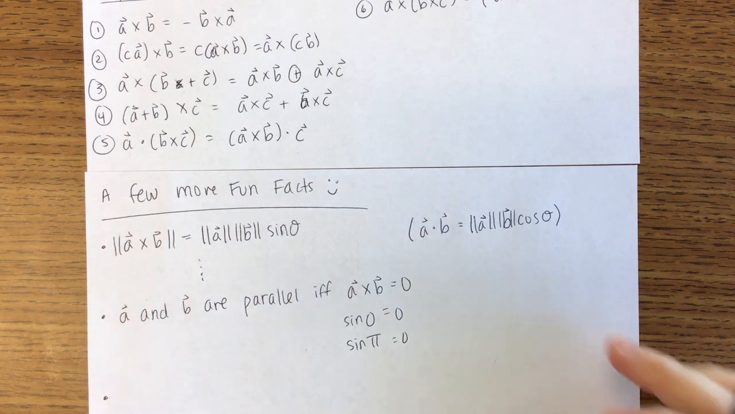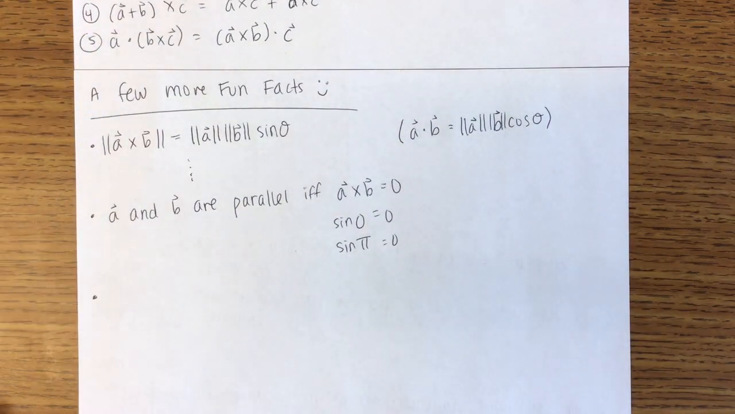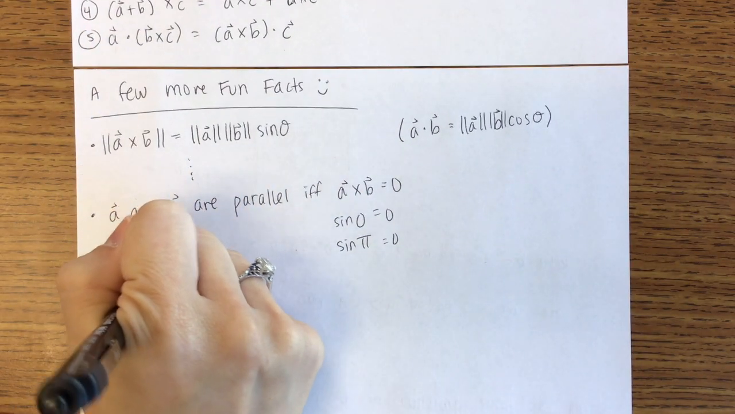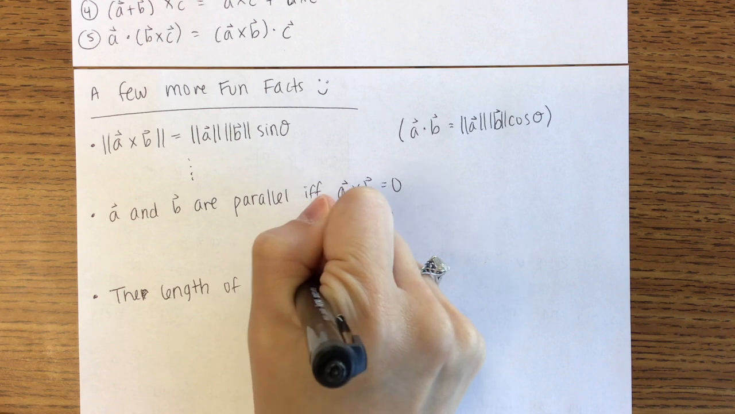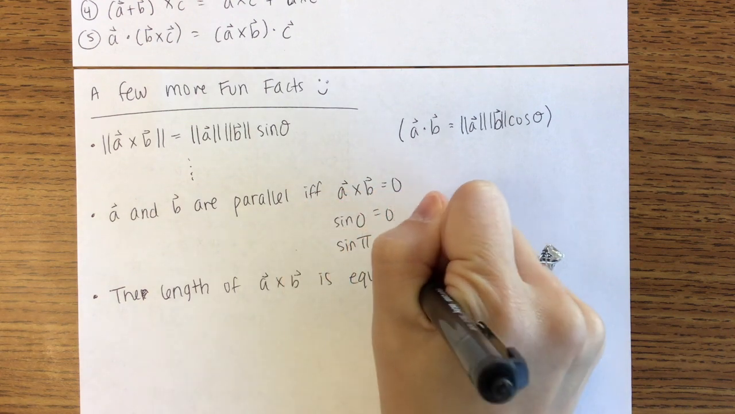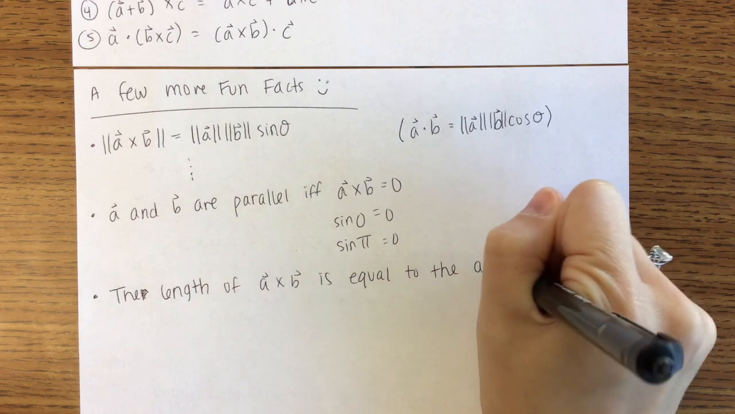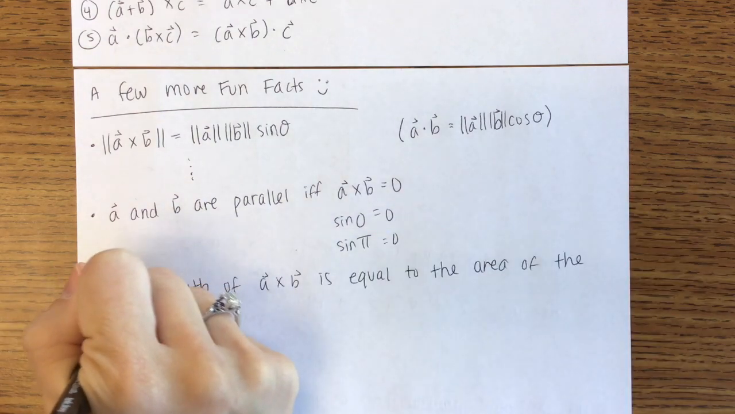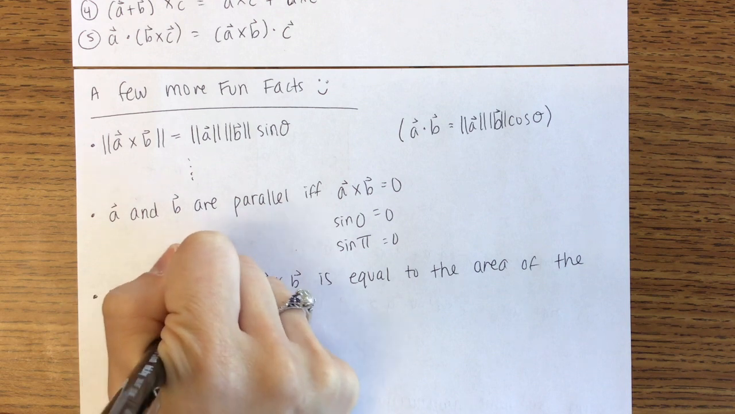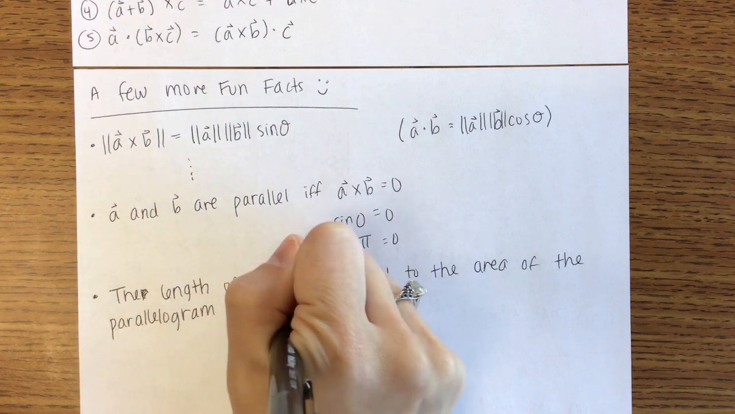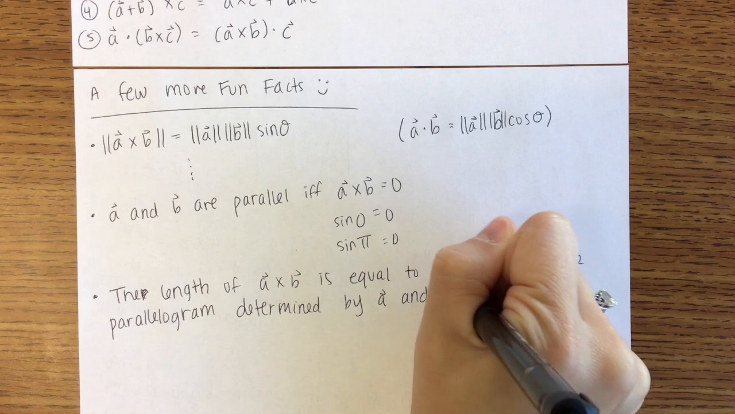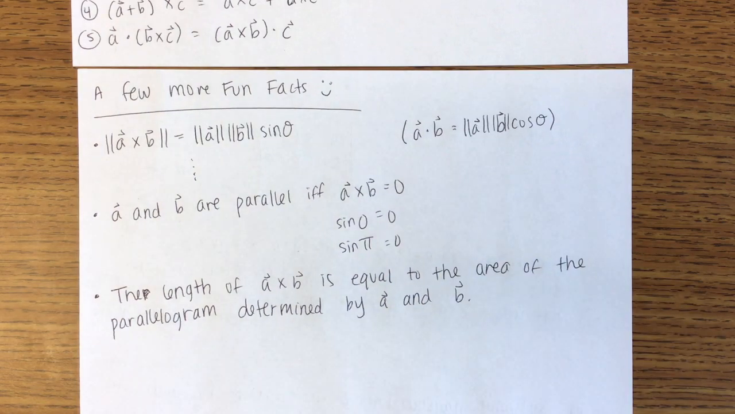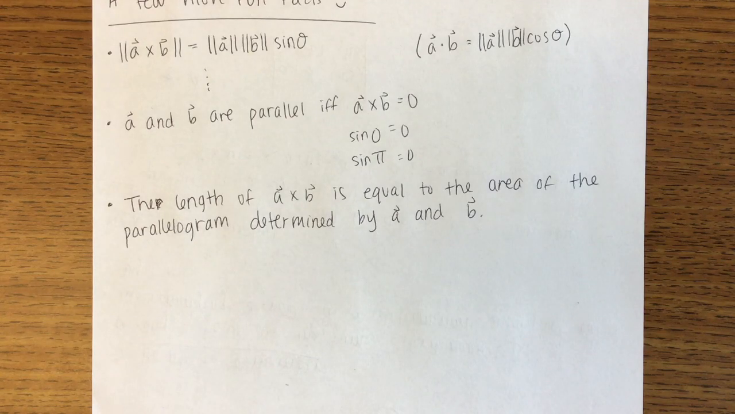And then our last fun fact, which is going to lead us into our first application, is that the length of a cross b is equal to the area of the parallelogram determined by vectors a and b. So that's going to lead us into our next example.